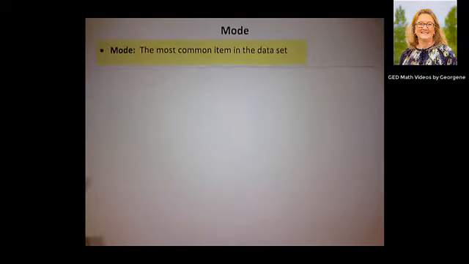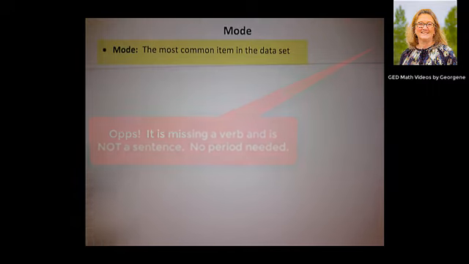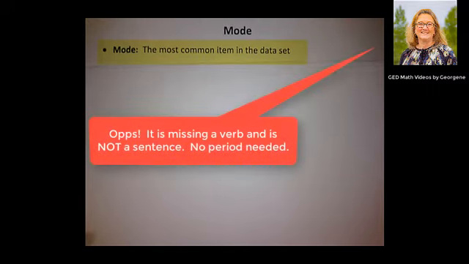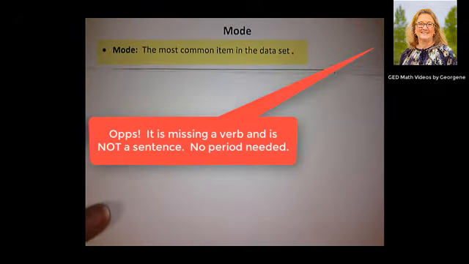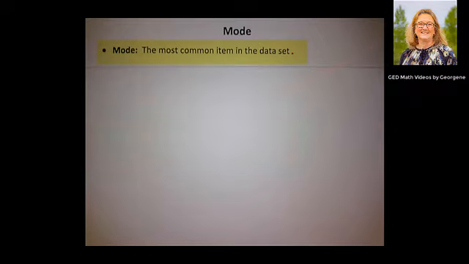So mode is the most common item in the data set. I think I forgot a period there, so it'll bother me unless I put that period there. So let's go ahead and do that so it makes it a complete sentence. So it's the most common item.